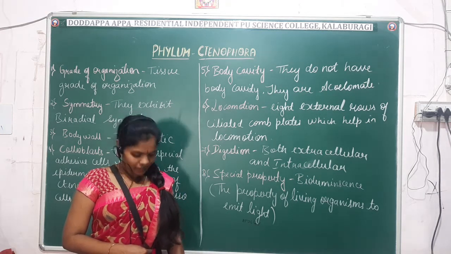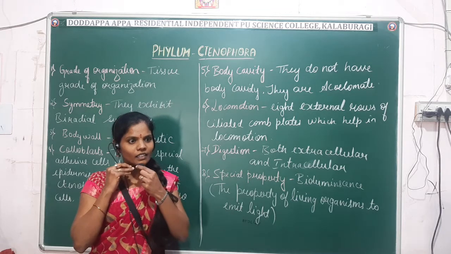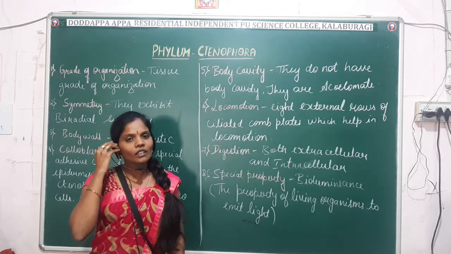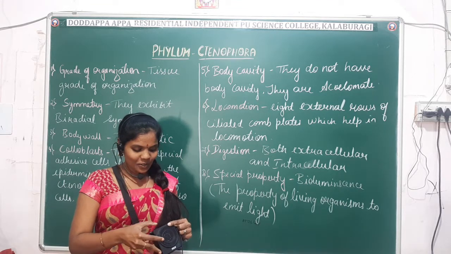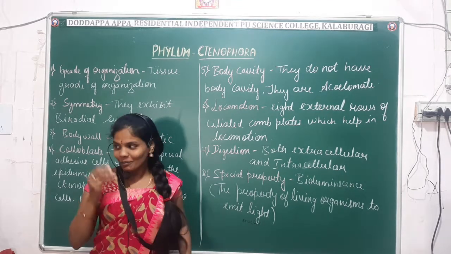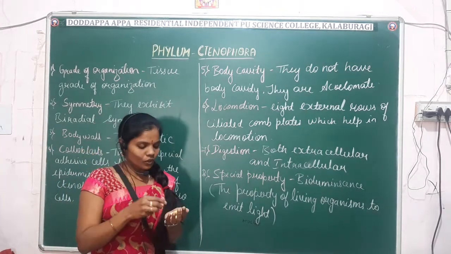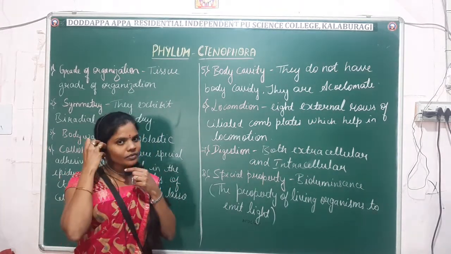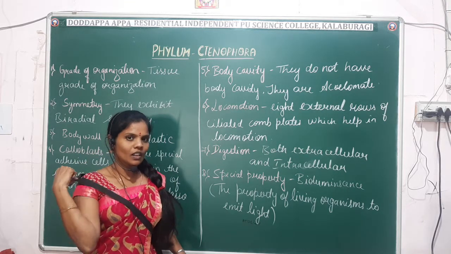Hello students. In the last class we discussed the phylum Porifera and Coelenterata. Next we'll move on to another phylum, phylum Ctenophora. It's a very small phylum which includes 100 species.